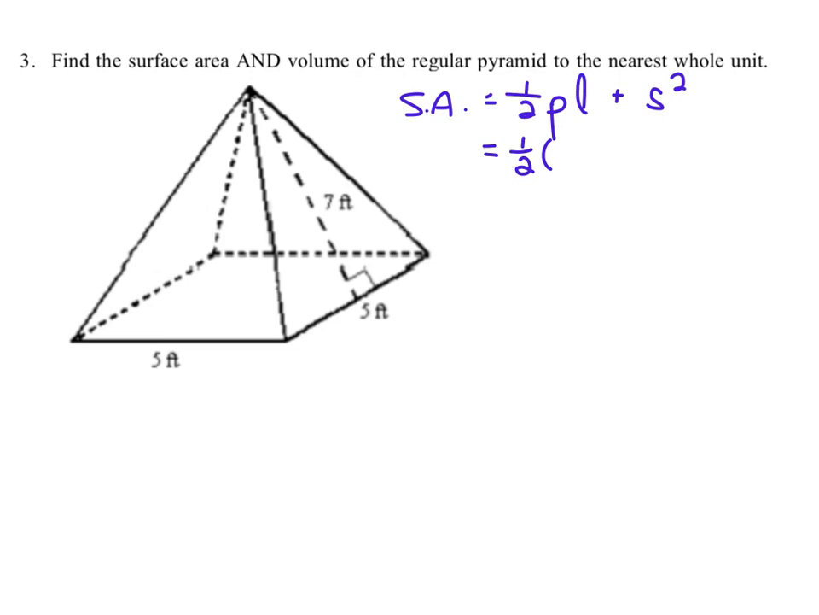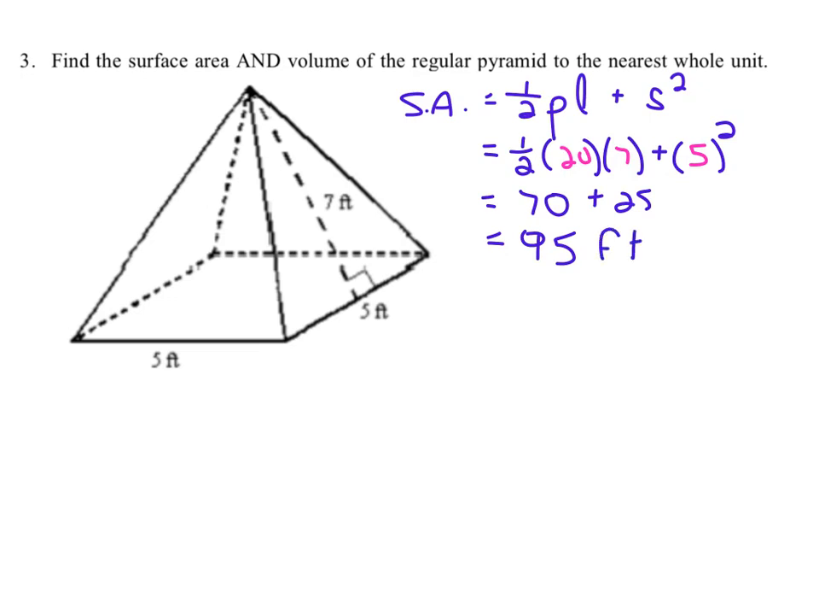So we say then 1/2 of 20 times the slant height, which is 7, plus the side length squared, and again, the side length is 5. When we calculate this out, 1/2 of 20 is 10. 10 times 7 is 70, plus 5 squared is 25. We add this together, we get 95, and it is surface area, so it's units squared, so feet squared. Surface area of this is 95 feet squared.